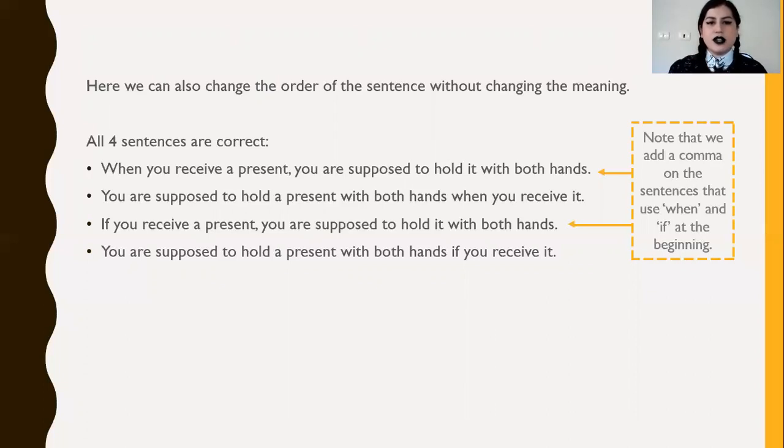And if you receive a present, you are supposed to hold it with both hands. You are supposed to hold the present with both hands if you receive it. So all these four sentences are correct. All of these have the exact same meaning, and you can use them in the same context. Just remember, you have to use a comma when you start with when or if in the sentence. Okay?